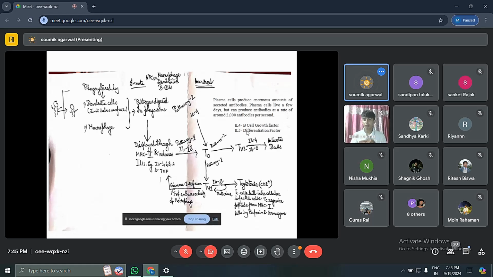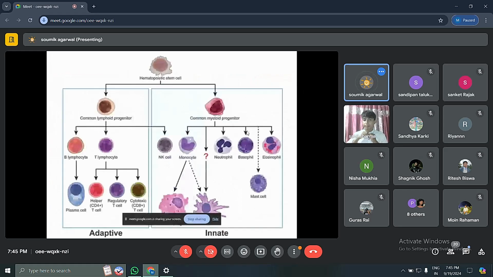Okay, so far it was okay. So let me come over here. I have already mentioned a few cells: T cells, B cells, T helper cells, CD4, CD8, and plasma cells. These all originate from lymphoid progenitors. They are called lymphoid cells. There are three types of lymphoid cells: T cell, B cell, and NK cell, or natural killer cells.